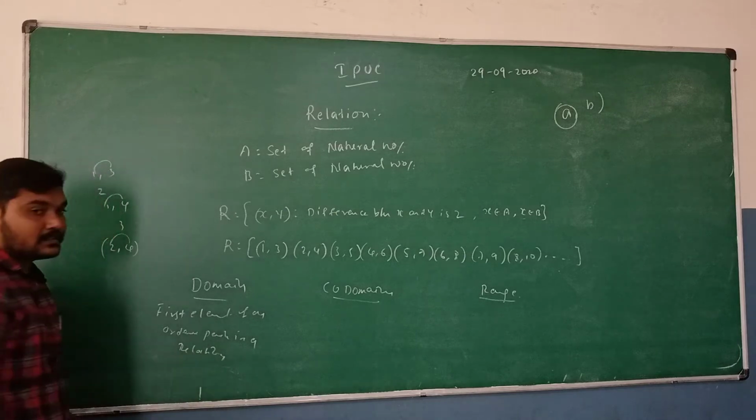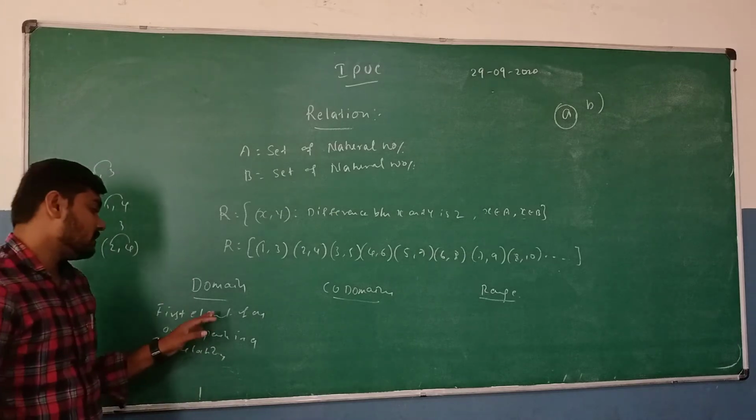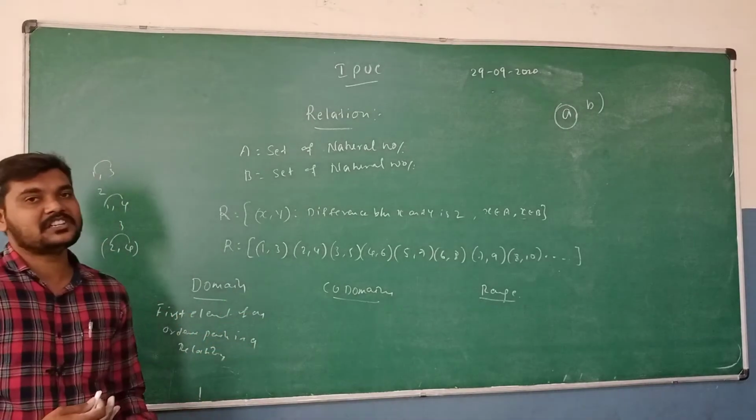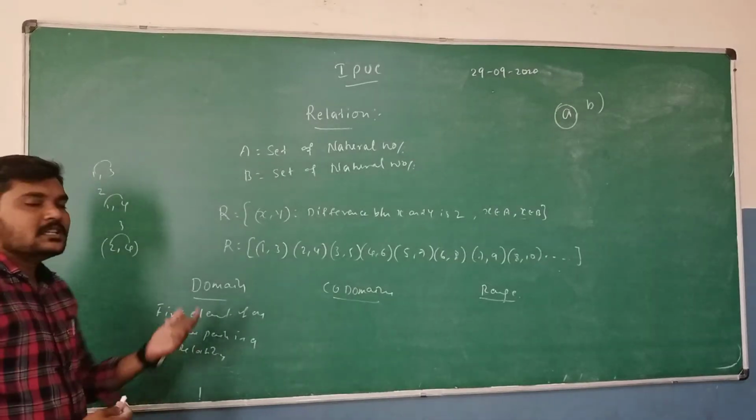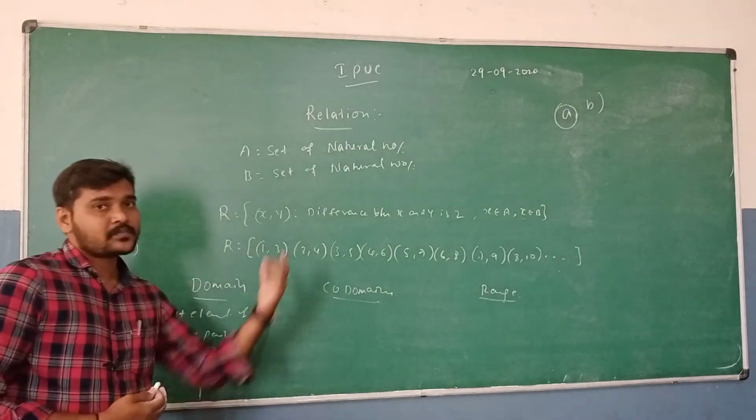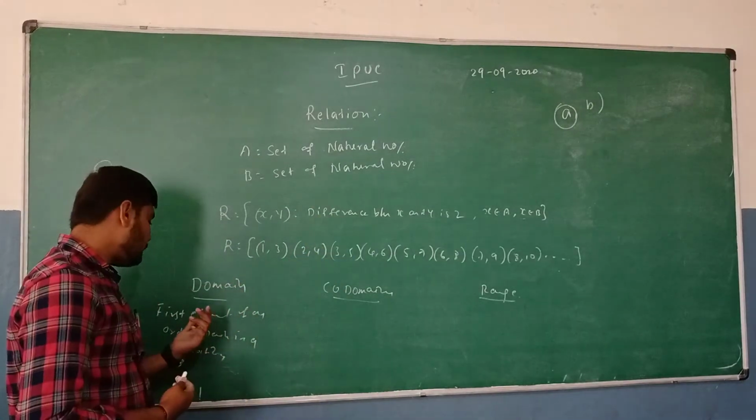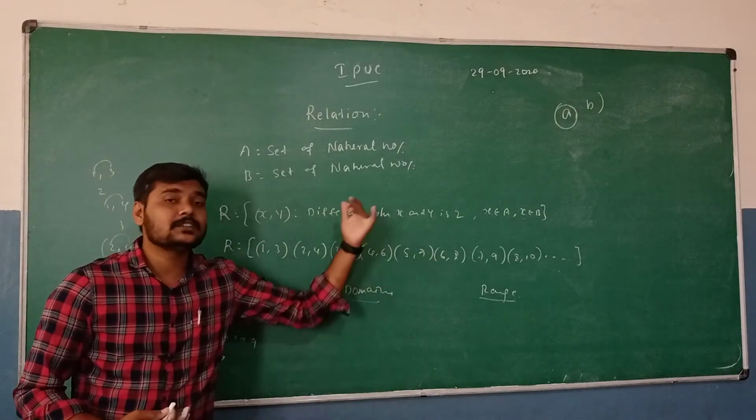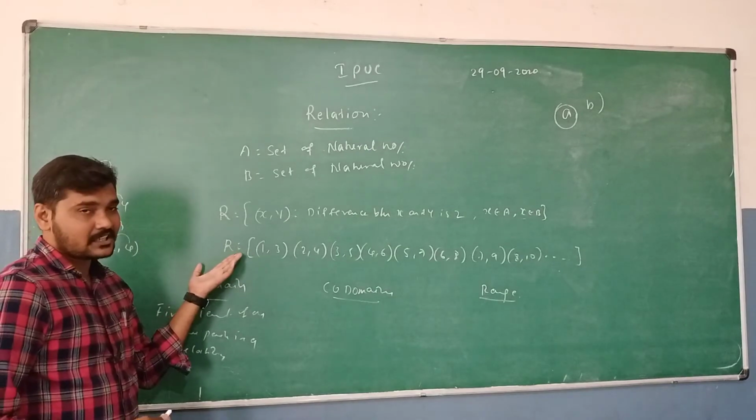So they are mentioning here that every first element of an ordered pair, or the collection of the first elements of an ordered pair, we can say it's going to be the collection of all those elements which are present in a relation R. The first elements here, 1 2 3 4 5 6 7 8, are the first elements present in a relation R.